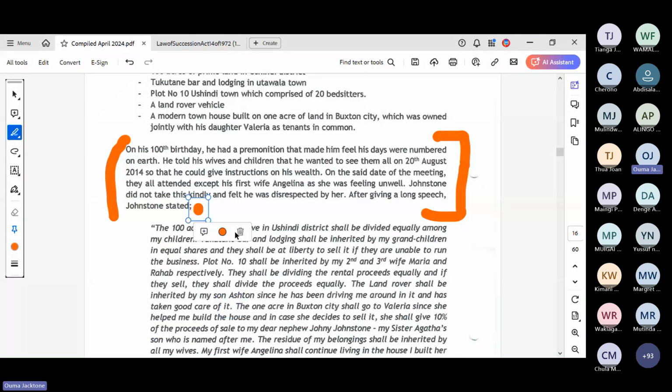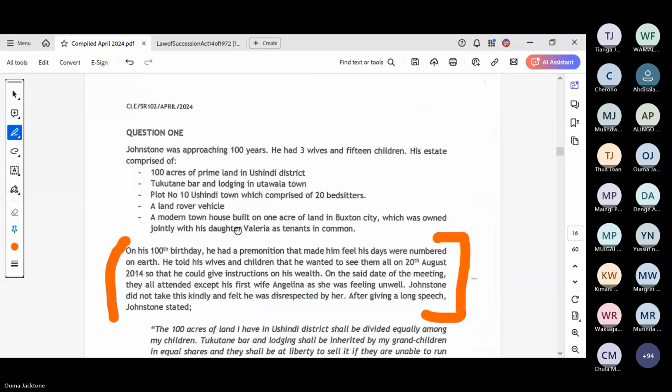So in that instance, this person has been deceased, survived by his wives, the children, except the first wife, Angelina. The question says that this person is survived by 3 wives and 15 children.